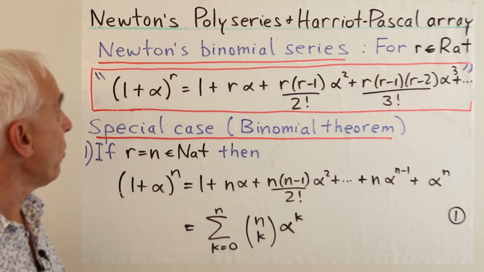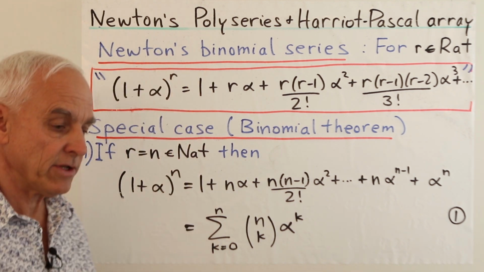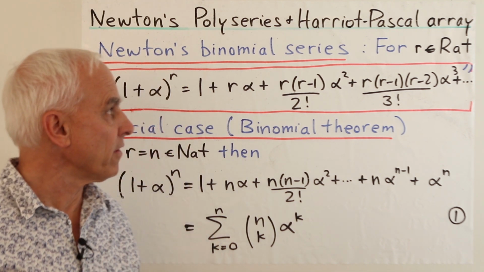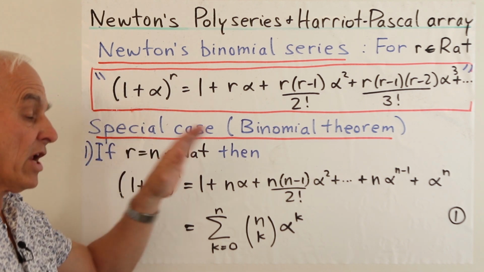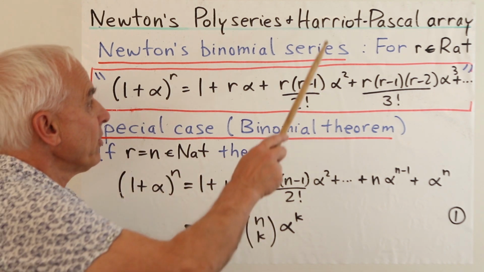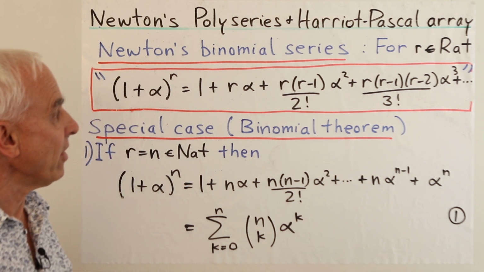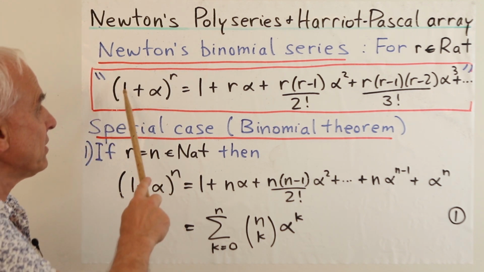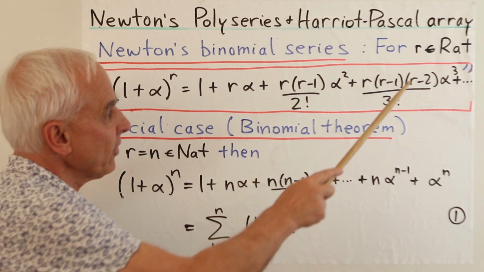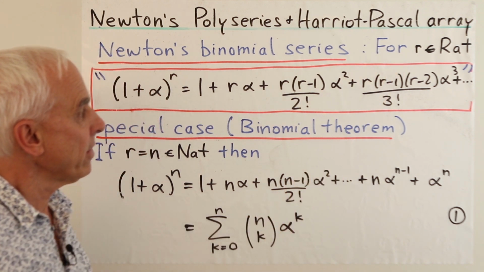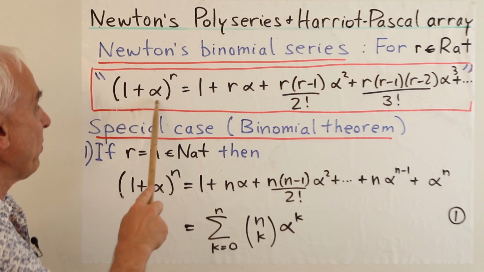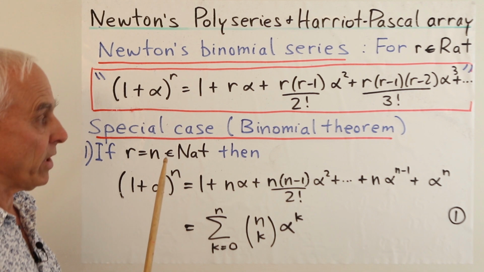In this video we're going to be looking at Newton's polyseries, a very famous formula for an extension of the binomial theorem, and the connection with the Harriot-Pascal array. So here is Newton's famous binomial series, starting with a rational number r. It's an expression for (1 + alpha)^r. This is the usual way it's expressed.